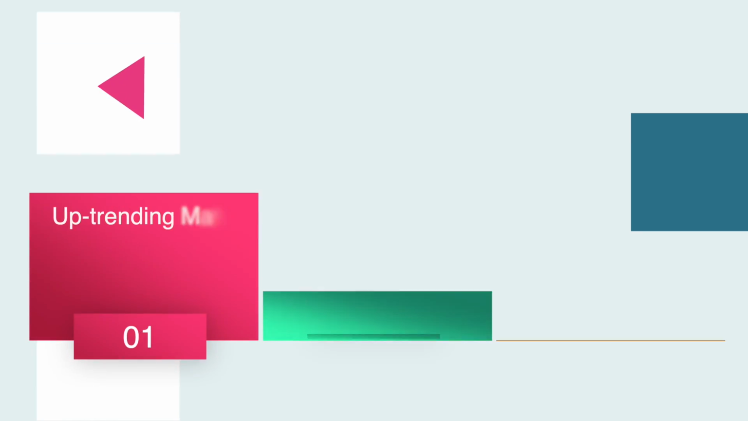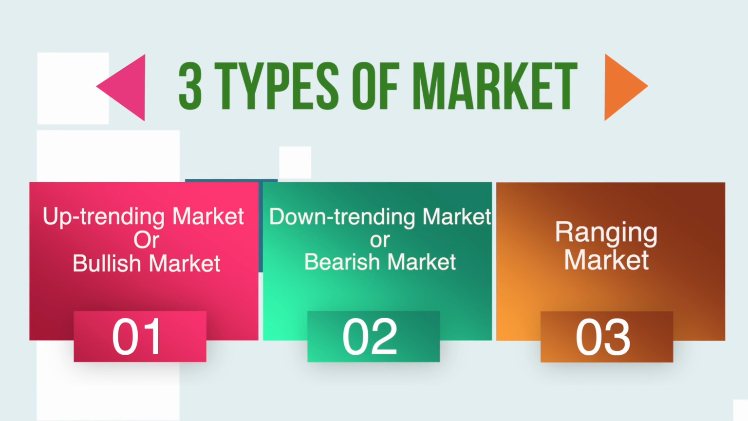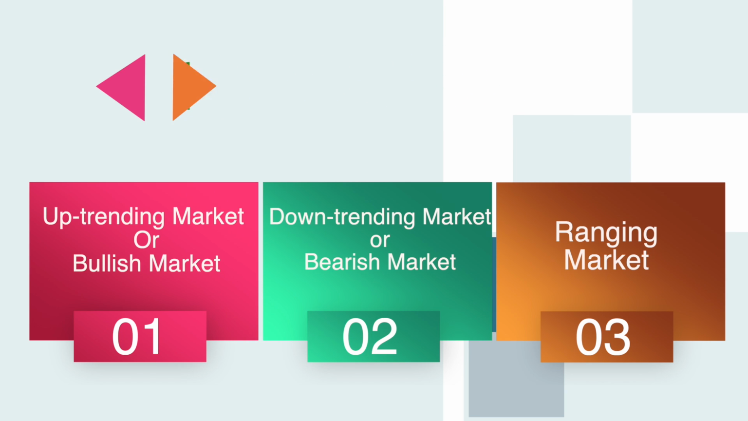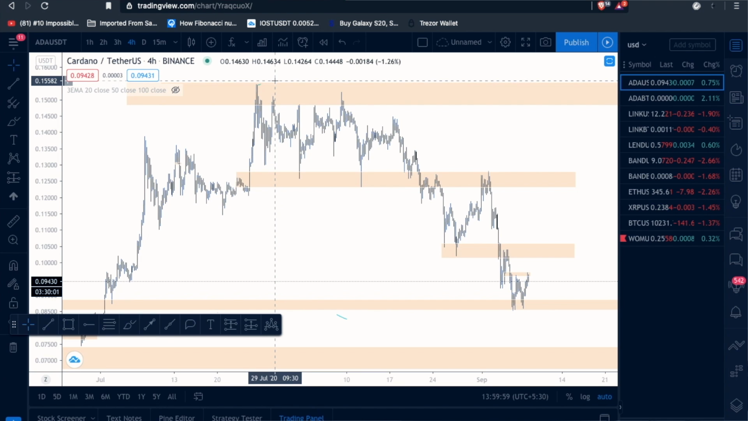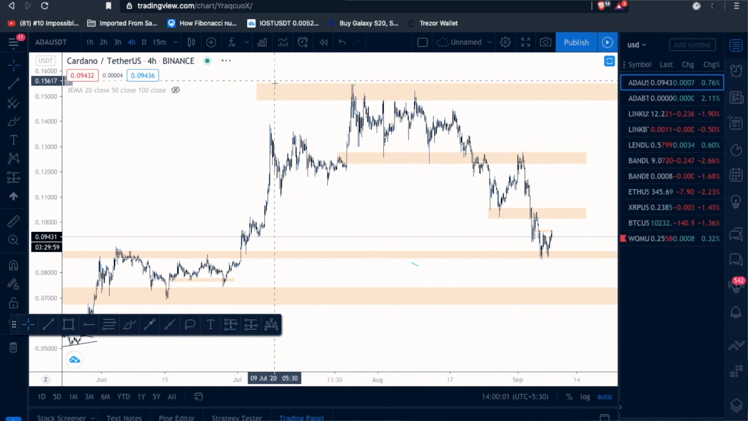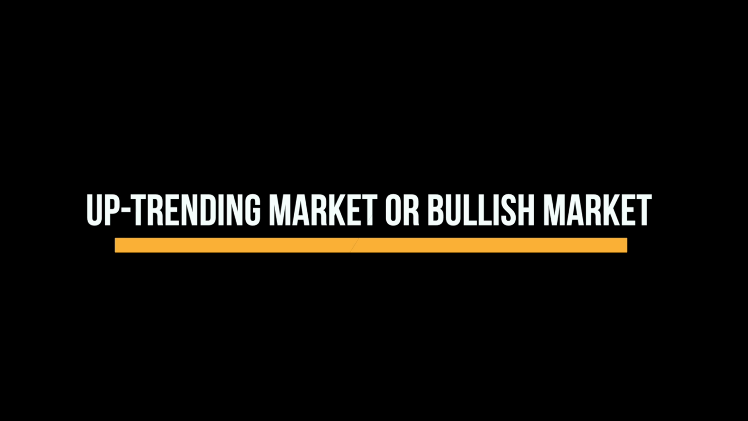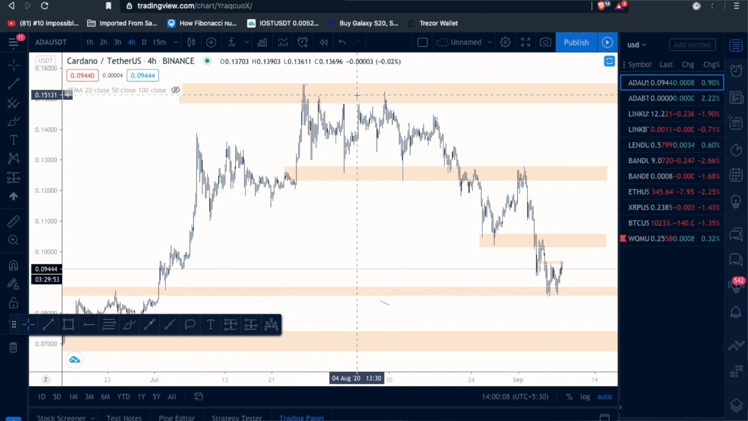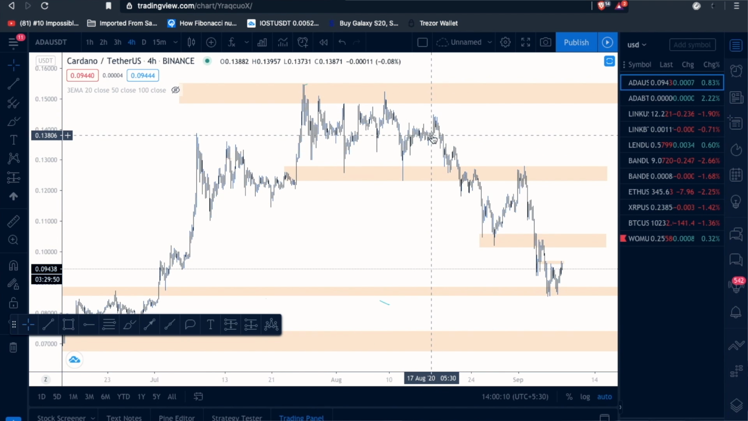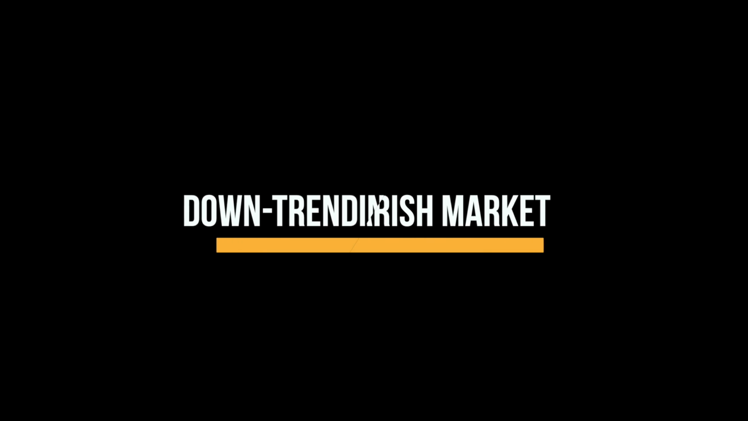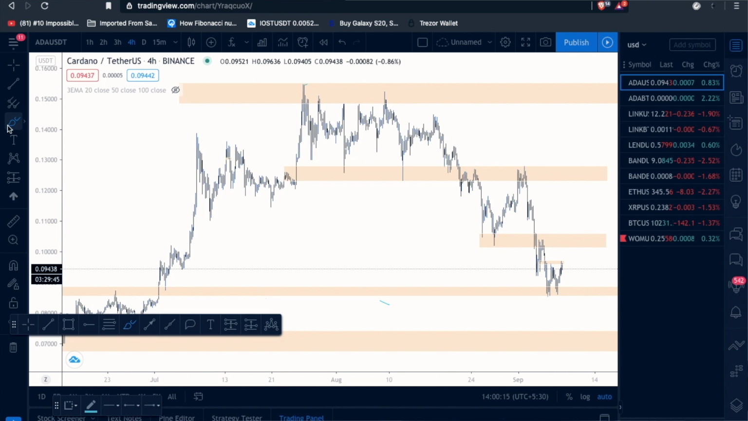Moving forward, there are three types of market: uptrending market or bullish market, downtrending market or bearish market, and the ranging market. When the price keeps on moving up continuously for a few days or some time, it is called an uptrending market or bullish market. And when the price keeps moving down for a few days, it is called a downtrending or a bearish market. And when the price moves sideways, it is called a ranging market.